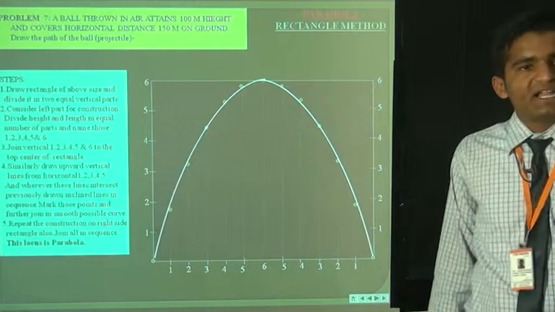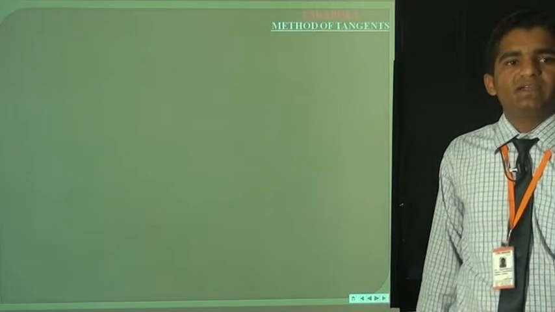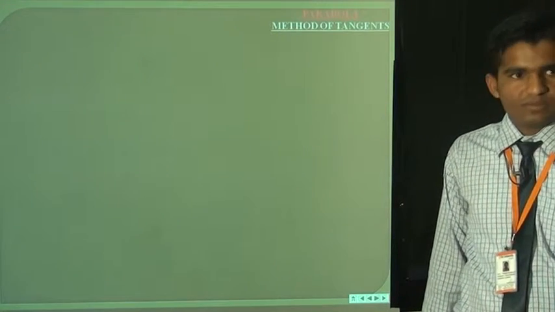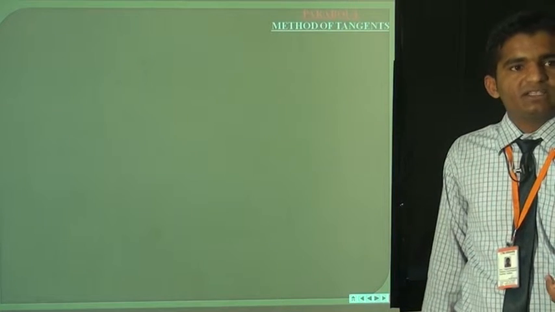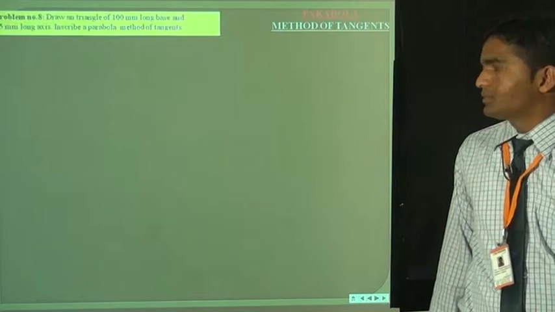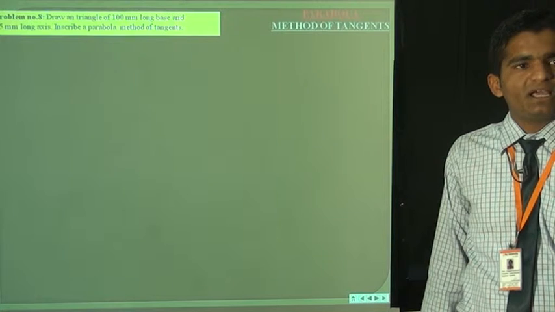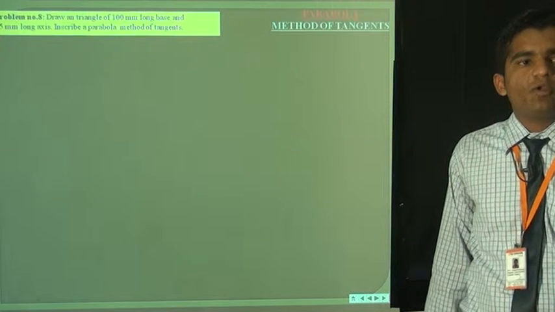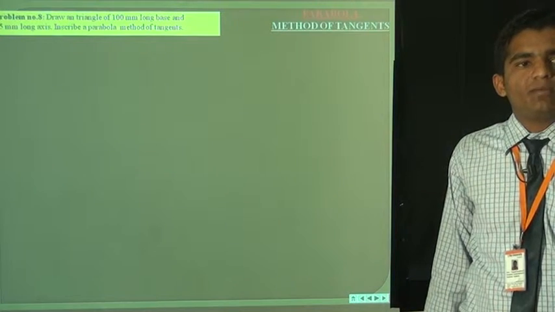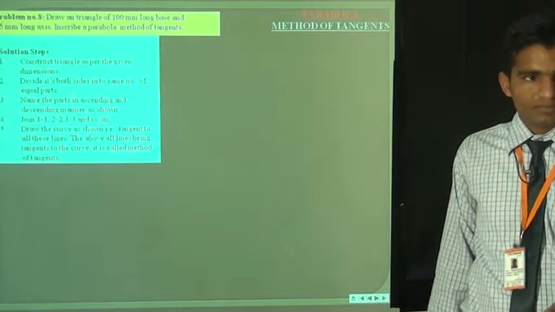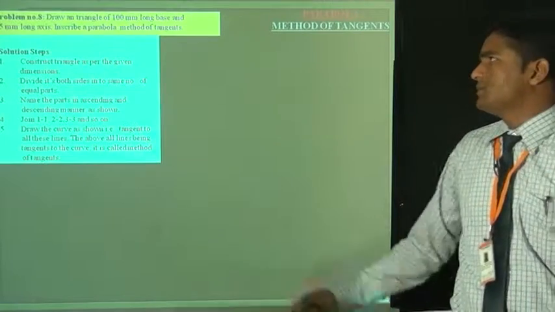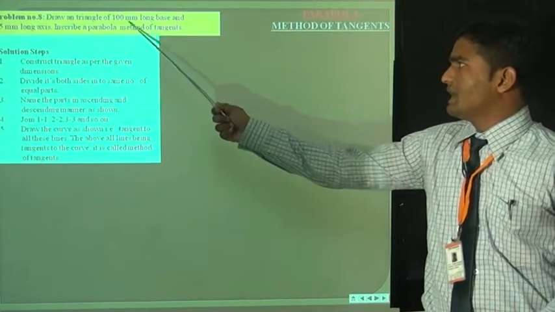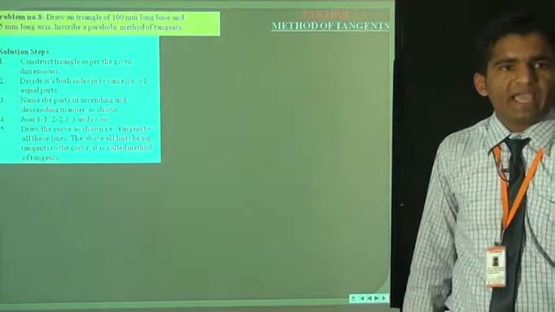Now let's move on to the second method, parabola by the tangent method. So for that, take this problem: draw a triangle of 100 mm long base and 55 mm long axis. Inscribe a parabola by the method of tangents. So we have the two dimensions, 100 mm base and 55 mm axis.